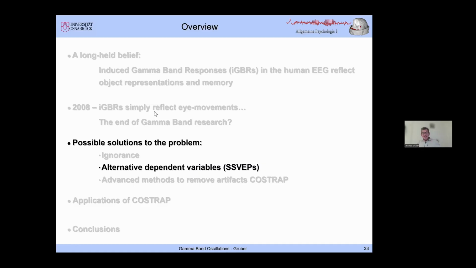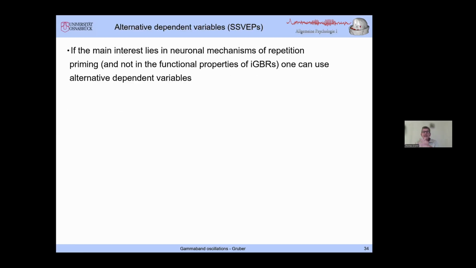Another solution: just use another dependent variable. So forget about gamma band responses. There are many other indexes in the human EEG which can be used. For example, the steady state visual evoked potential. I want to mention that very briefly. So what you can do, if your research interest is not the mechanism, whether gamma synchronization is the mechanism, but if you're interested in the phenomenon, for example, priming or memory, you can obviously use another index in the EEG if the mechanism is not your main interest, but the result of your research.